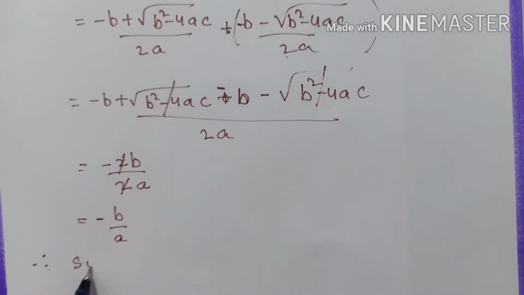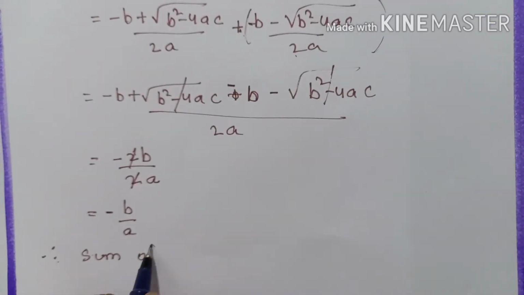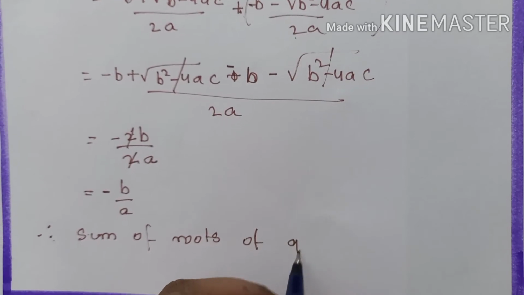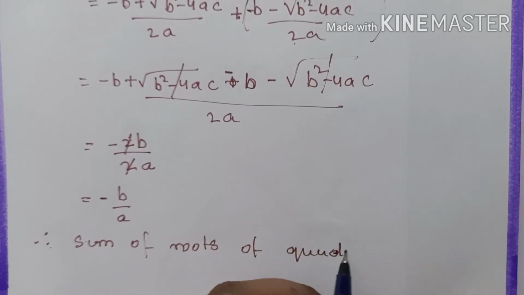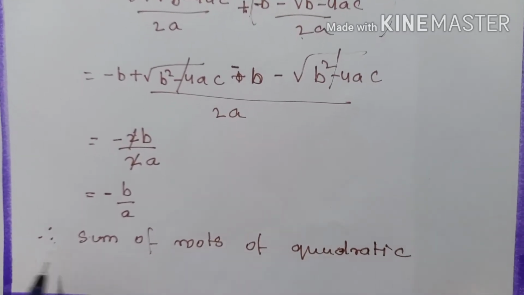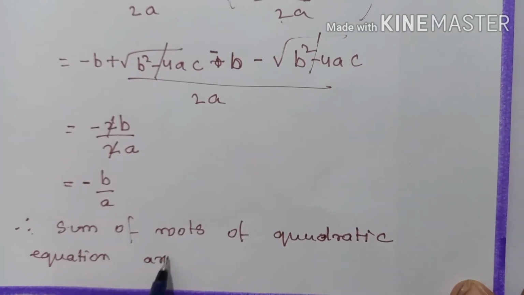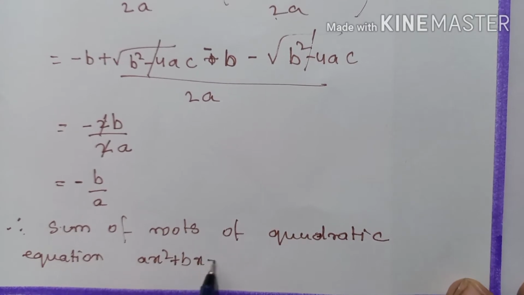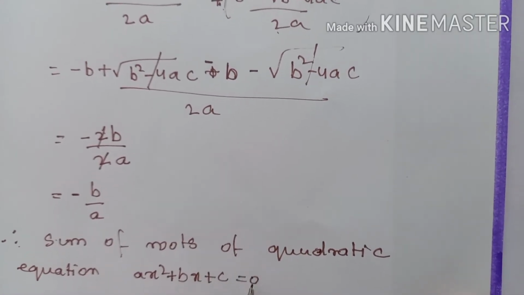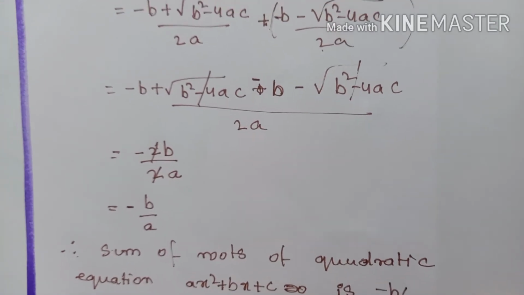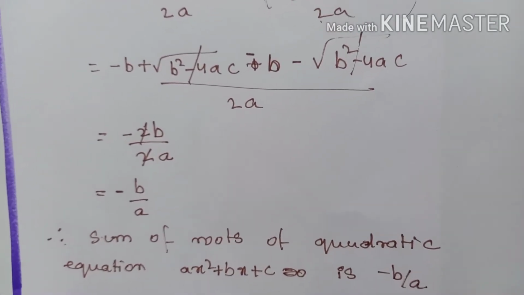Therefore, the sum of roots of the quadratic equation ax square plus bx plus c equals 0 is minus b by a, and that's the proof.